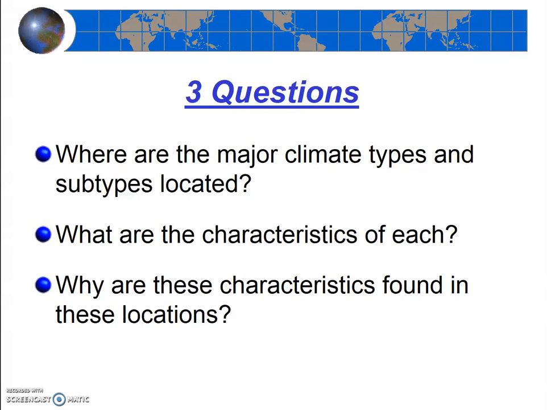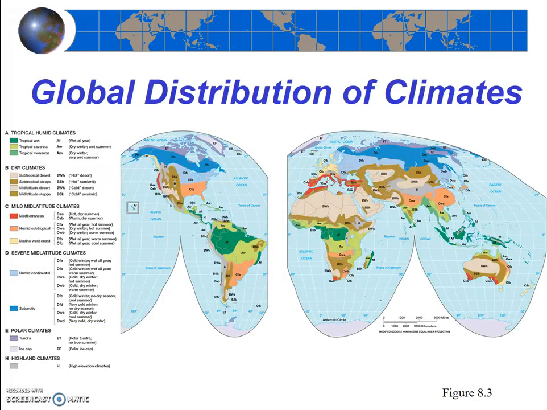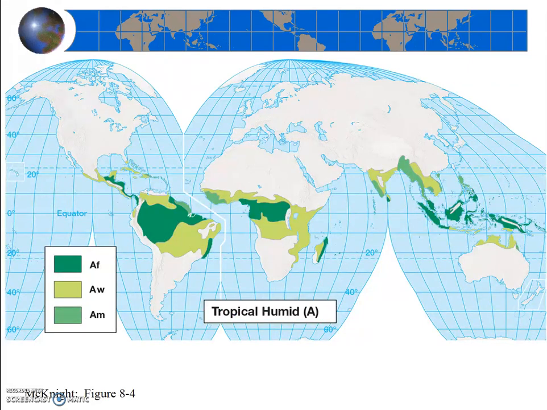So for each of the climate types that we go through, you should be able to figure out where we find them, what the characteristics are, and why they're located where they are. Alrighty, let's get started. We've already mentioned that this video clip will be on the topic of A climates, tropical humid climates. We know that in general they're all found in tropical locations, and then also they're further divided based on the seasonality of the rainfall.